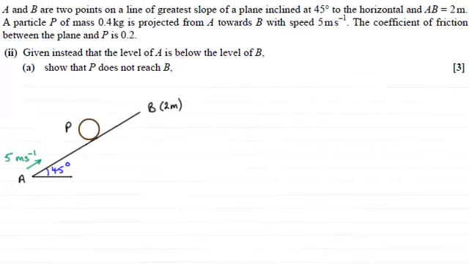Hi there. Now, in this next part, we're given instead that the level of A is below the level of B. And what we've got to do is show that P does not reach B. So what you can see is I've already redrawn the diagram with A below B. Remember, we're told that the particle P is projected now from A at 5 meters per second. The distance AB is 2 meters.